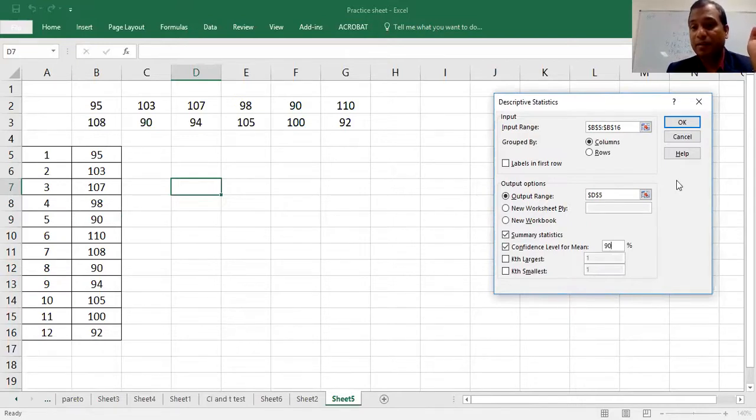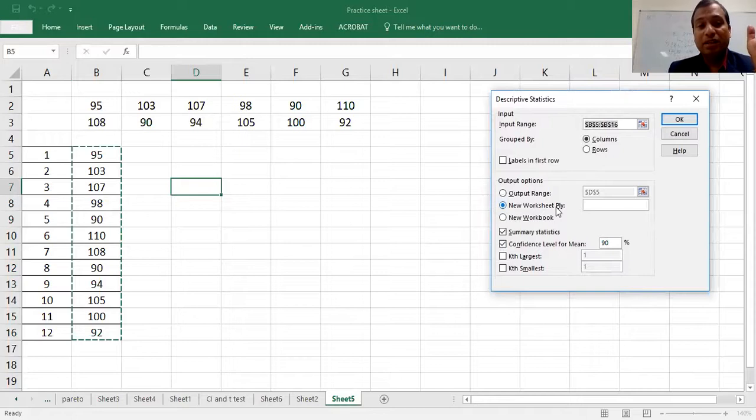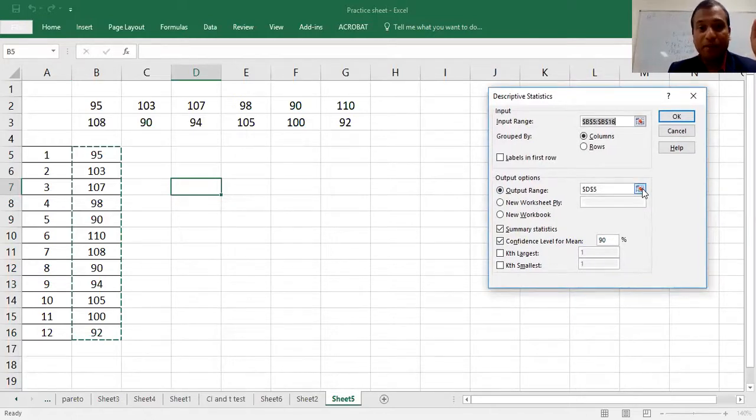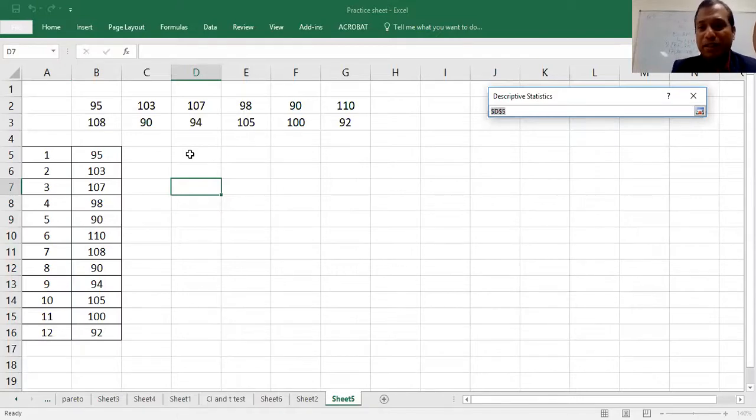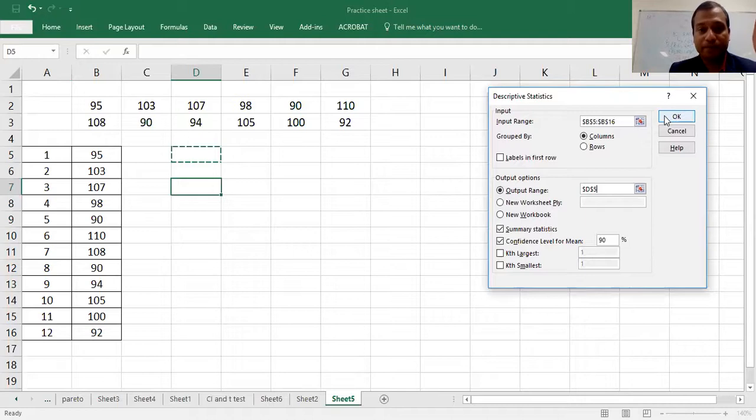That's it. Wait, sir, what do you put in output range? By default, it will take a new worksheet and open the new worksheet. But if you want it in the same worksheet, then click on the output range. Click on this table, and click any empty cell. Don't give anywhere extreme, such as here or there. In the open space, you just give any cell. And then just press OK.